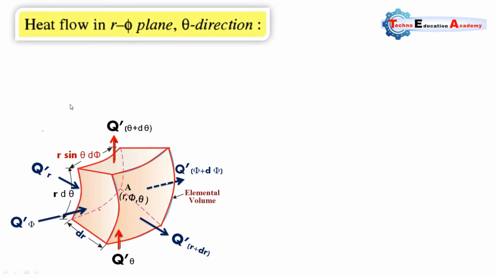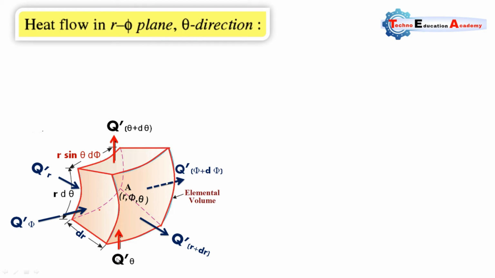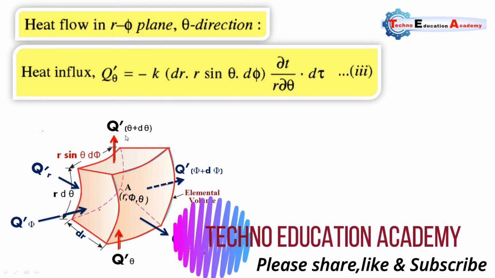Similarly, the heat flow in the r-phi plane, or we can say in the theta direction. So this is the theta direction. Here Q' theta, or del by del theta, is the heat entry, and Q' theta plus d theta is the heat exit in the theta direction. Similarly, here we apply the Fourier law.